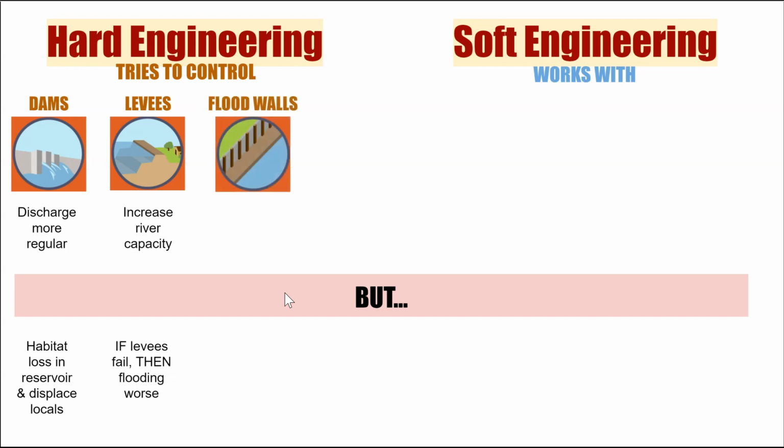Flood walls were next. As well as increasing capacity, what did they do? They protect infrastructure. That's right. What's the downside of it? The cost of maintenance, yes, and the loss of habitat.